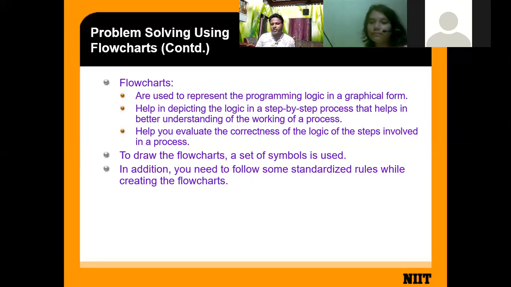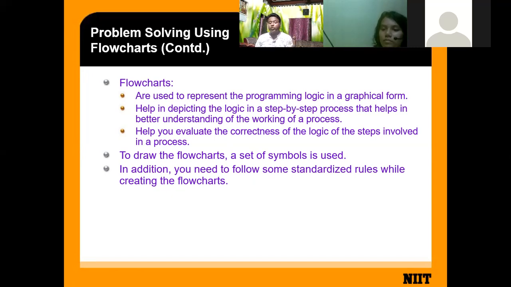Every symbol is used for a unique purpose, meaning a different purpose for our particular work. To draw the flowchart, a set of symbols is used.